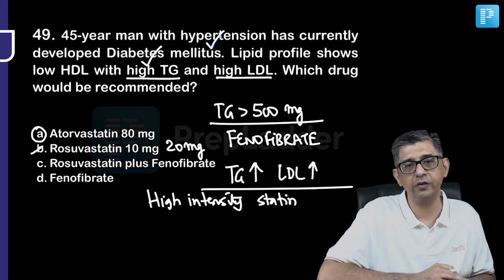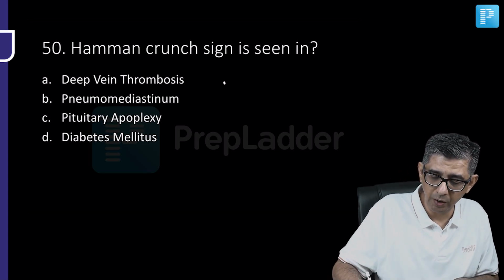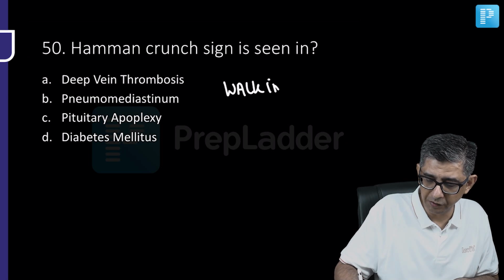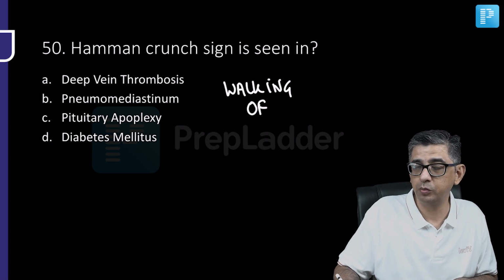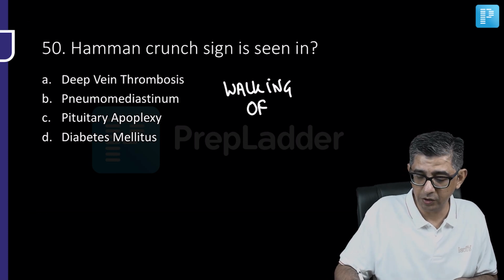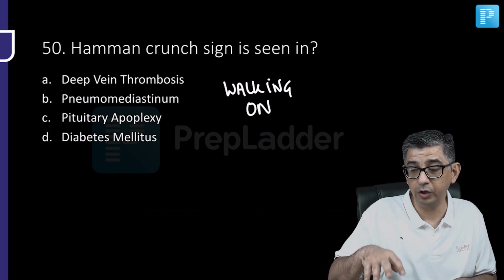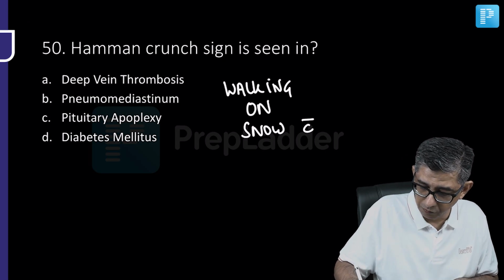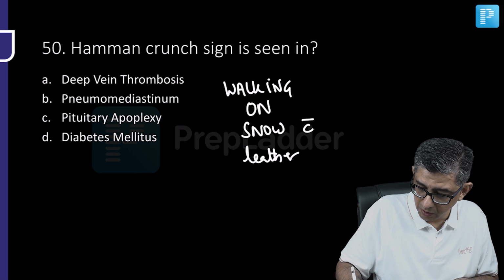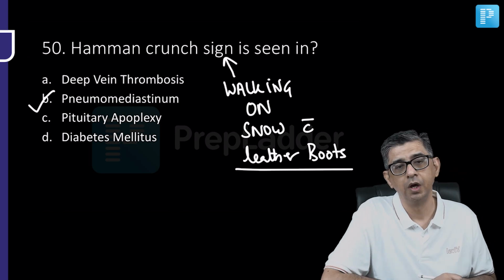Then was again a paper 2 question, Hamman-Crunch sign, very classical. The Hamman-Crunch sign is an auscultatory finding. I've described that in my pneumothorax video as well, and even pneumomediastinum as well, which could be seen with Boerhaave or with bullet injury to the chest or stab injury to the chest. It is as if somebody is walking on snow. Imagine you are in a hill station, freshly fallen snow is there, and you're walking on snow with heavy duty leather boots. So somebody walking on snow with heavy duty leather boots is the presentation of auscultatory finding of Hamman-Crunch sign. It is encountered in patients with pneumomediastinum.